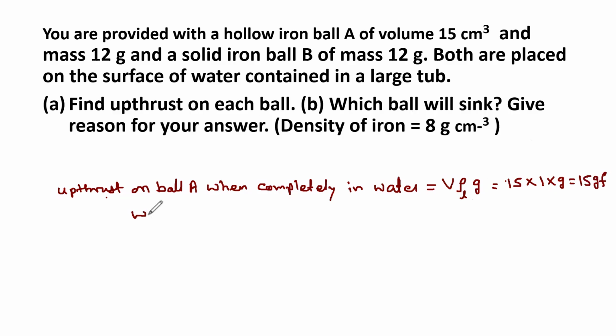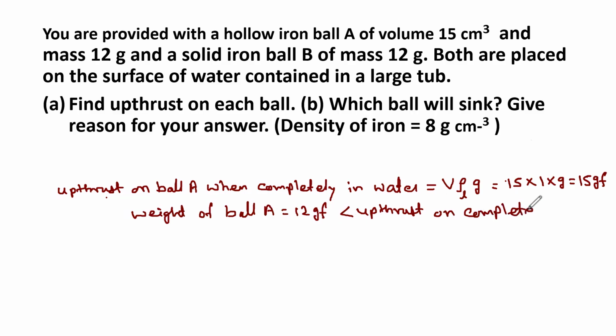But here, since the weight of ball A is 12 gram force, okay, 12 gram is the mass, so weight will be 12 gram force, which is less than the upthrust on complete immersion. It means when the body is completely immersed, then the upthrust acting would be 15 gram force. But since weight is less than this value, the downward force, weight, is 12 gram force and the upward force is 15 gram force.